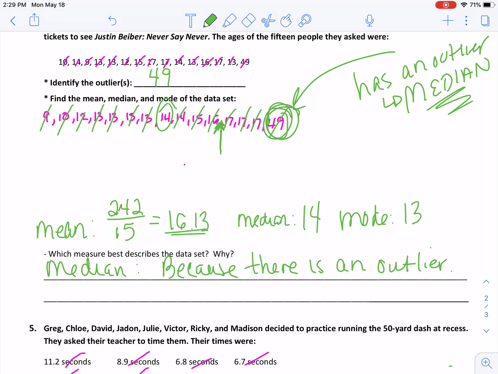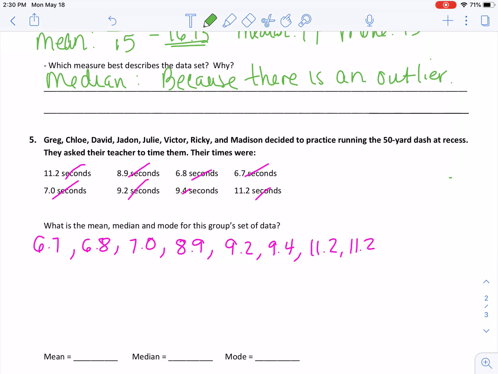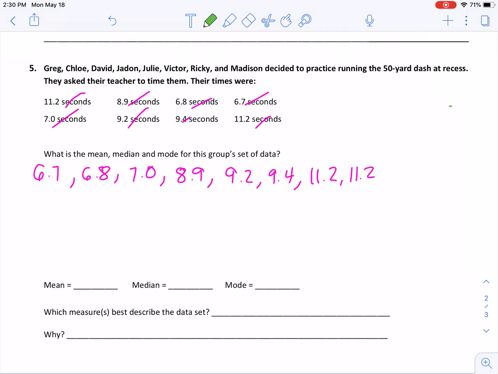We'll keep that in mind as we go to the last problem. We have a couple of students who wanted to run the 50-yard dash at recess, and they asked their teacher to time them. Here are their times. I've already put the data in order from least to greatest. We have to find the mean, the median, and the mode. For the mean, you add them all up and then divide by the number of pieces of data. You should have gotten 70.4, and since there were 8 pieces of data, you would get an average of 8.8. So 8.8 would be right here, pretty much in the middle.